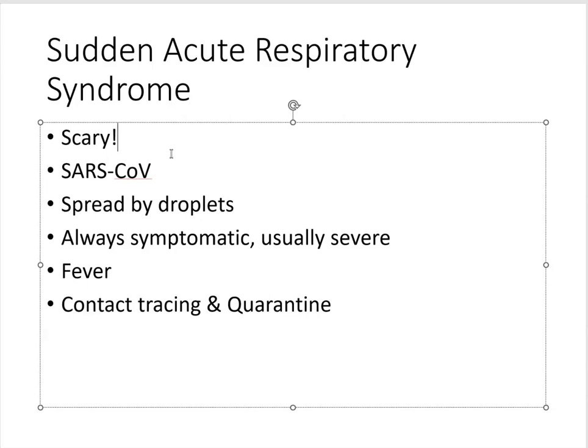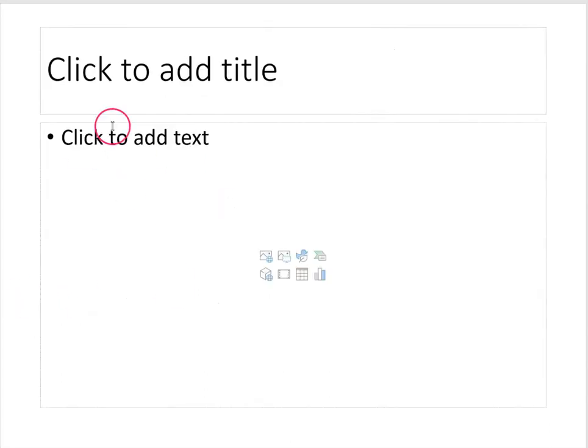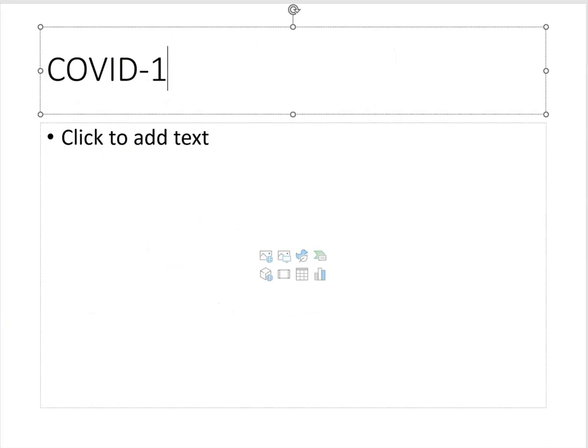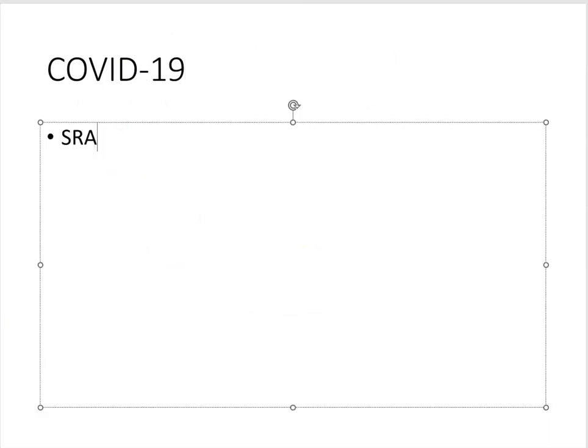And one thing I want you to look at and think about is, how is this different from COVID? Why were public health workers able to stop SARS, but they couldn't stop COVID? So now let's think about COVID. COVID-19, which is caused by SARS coronavirus 19. That's the name of the virus that causes COVID-19. COVID-19 stands for coronavirus disease 2019. That's what it stands for, because that's when it was discovered.